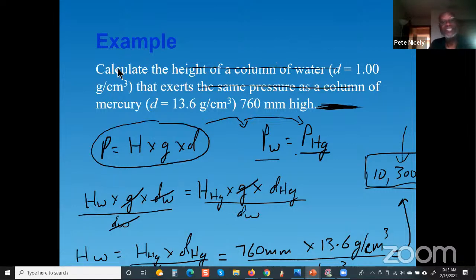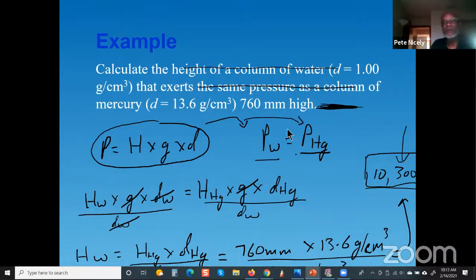So this question says, calculate the height of a column of water, and it gives you the density of water, that exerts the same pressure as a column of mercury, and it gives you the density of mercury, 760 millimeters high, all right?